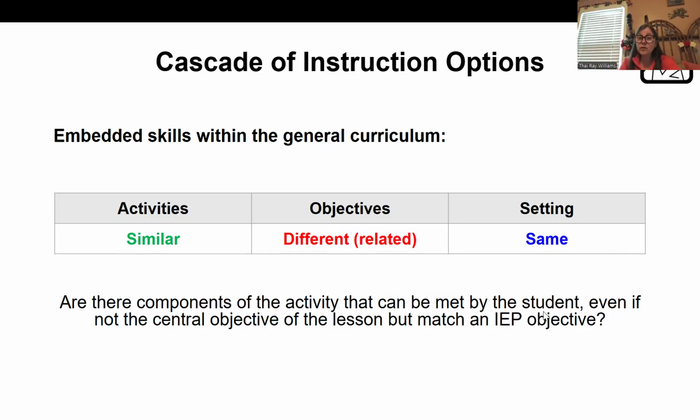So when you're thinking about embedded skills within the general education curriculum, you want to think about things like, are there components of the activity that can be met by the students, even if it's not the central objective of the lesson, but it matches an IEP objective. So maybe in this case, our students were learning to construct a sentence using a word bank, and that is on their IEP.